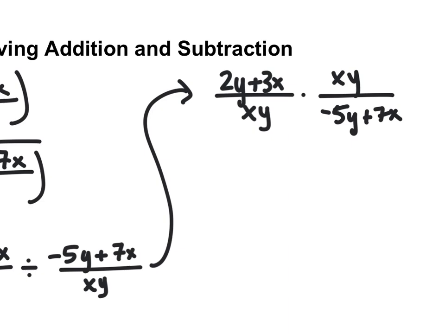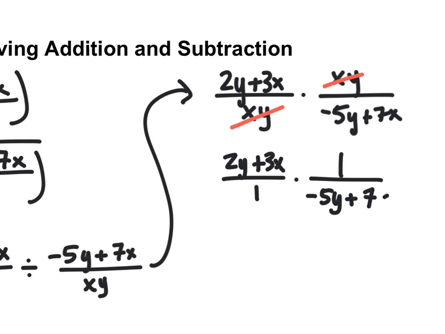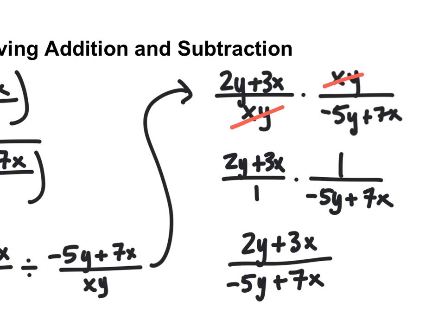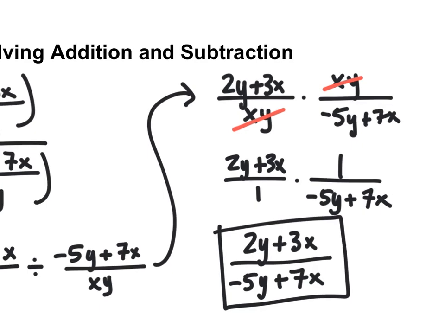Then what we have here is a common factor of xy, and I can divide out my xy's. I'm left with just 2y plus 3x over 1 times 1 over negative 5y plus 7x. I can multiply across and get 1 fraction, which gives me 2y plus 3x all over negative 5y plus 7x. And that, my friends, is the answer. I can't factor anything out of my numerator, nor out of my denominator. If you can't factor anything out, you're done, and that's your answer.